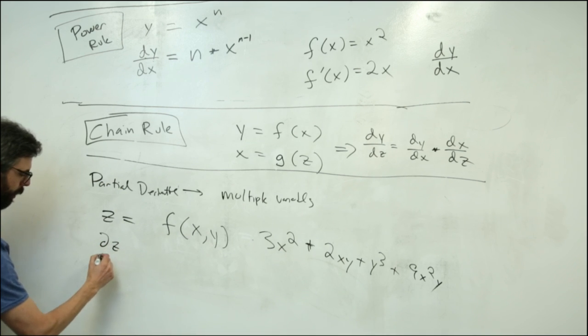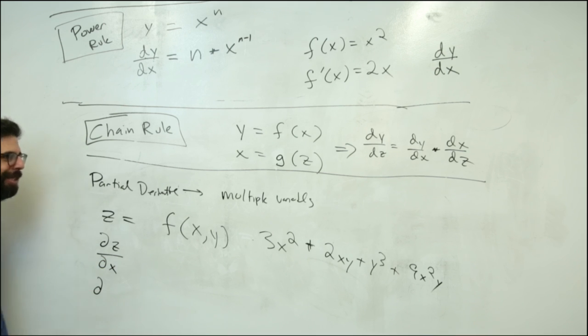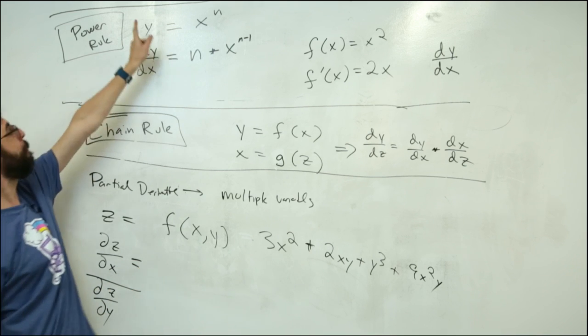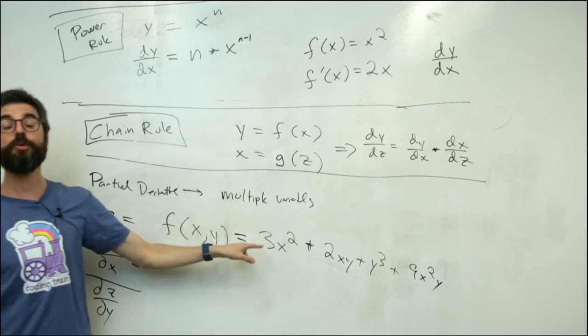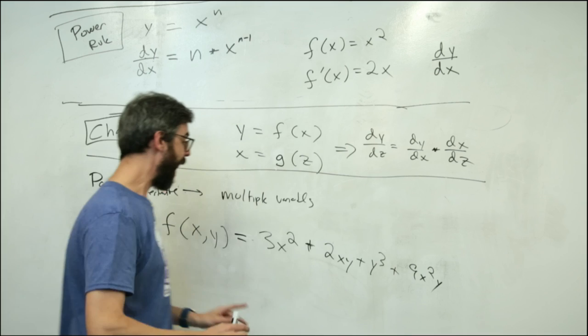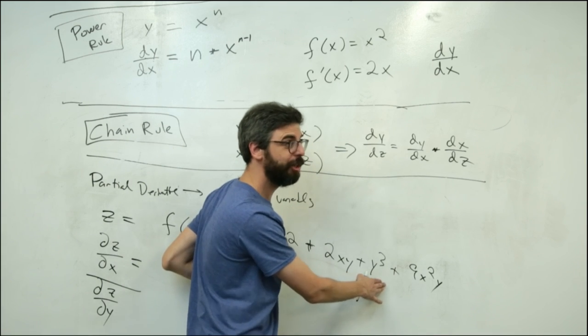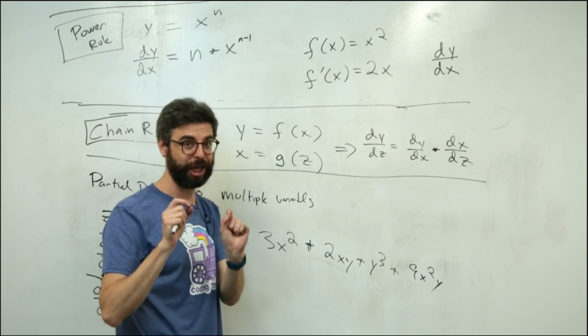So partial derivative of z relative to x, partial derivative of z relative to y. Did I keep that in the frame? I think I did. Okay, so how do we do this? This partial derivative is calculated with the power rule, the same exact way that you would do normally, treating y simply as a constant. Whatever you would do to a constant, you would do it the exact same way.